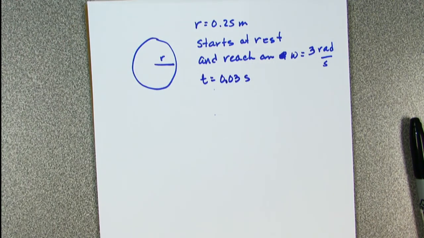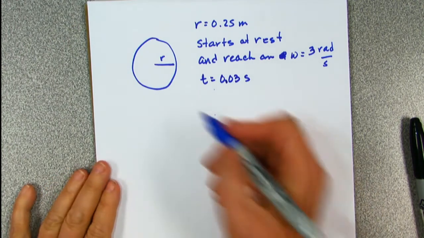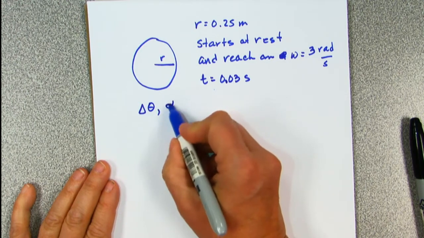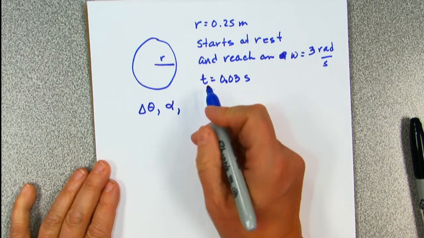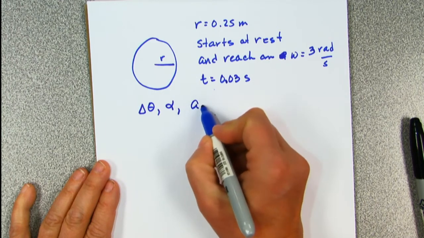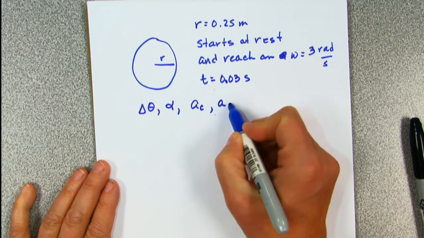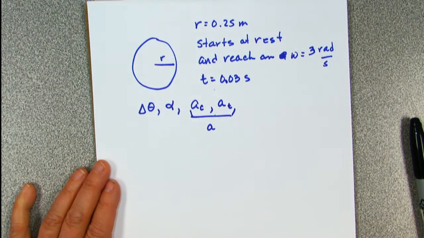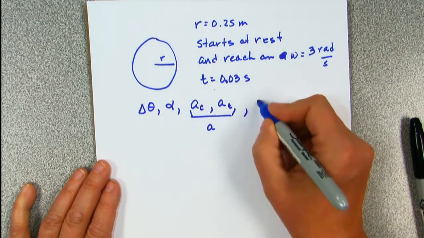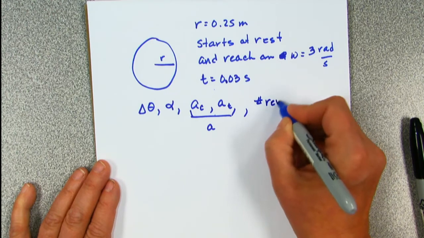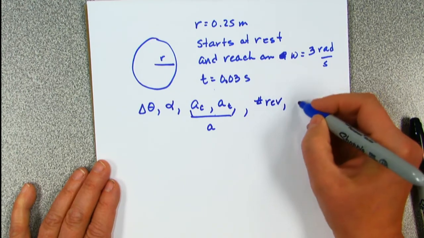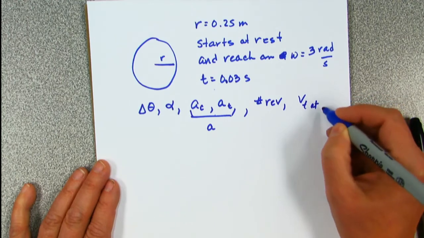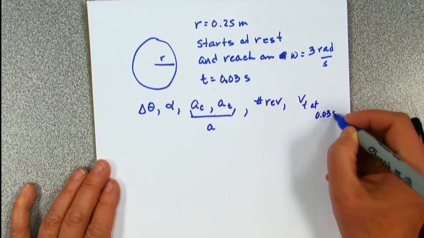So we got a disk that starts from rest. We wanna calculate the change in angle. We wanna calculate the angular acceleration. We want to calculate the centripetal, the tangential, and the total acceleration. We want to look at the number of revolutions and the tangential velocity at our 0.03 seconds.